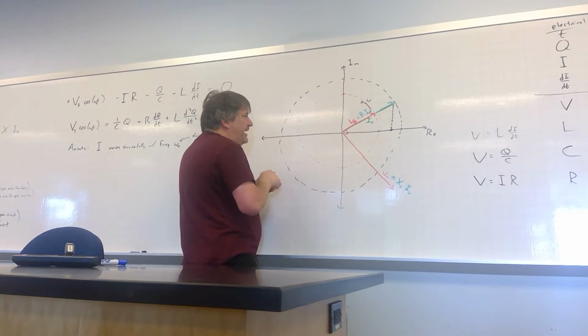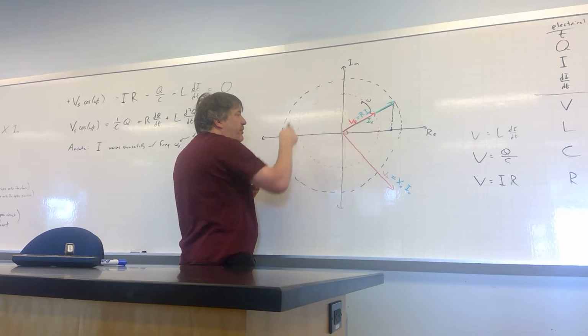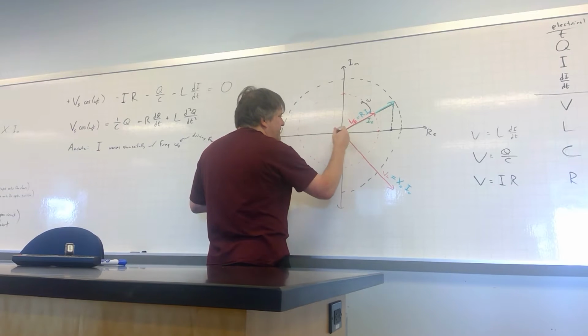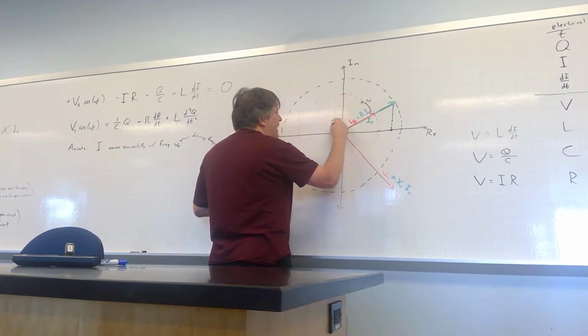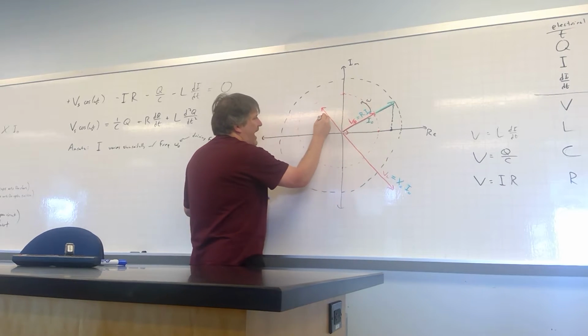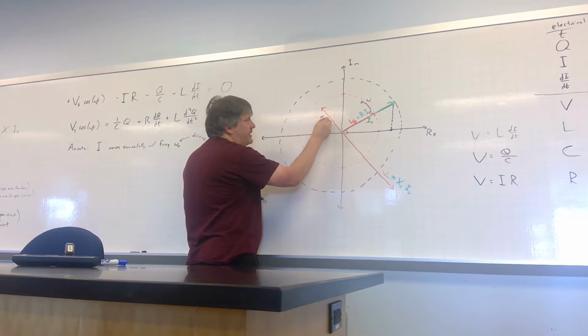And finally, I've got my inductor. Well, the inductor is going to be a quarter cycle ahead of the resistor. Voltage leads current for an inductor. So I'll draw this. And maybe the inductor has a somewhat smaller impedance than the resistor. So maybe that's what I get for my inductor.